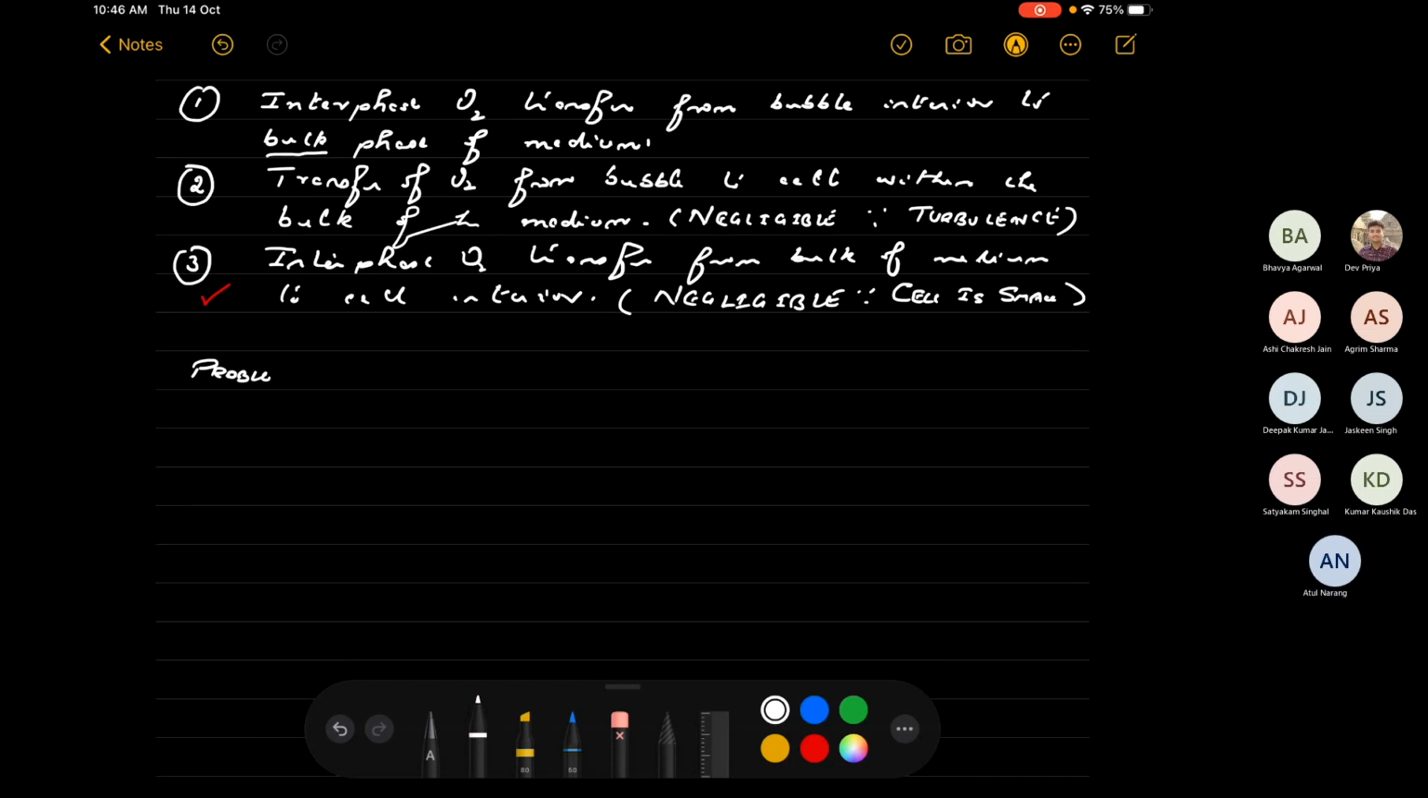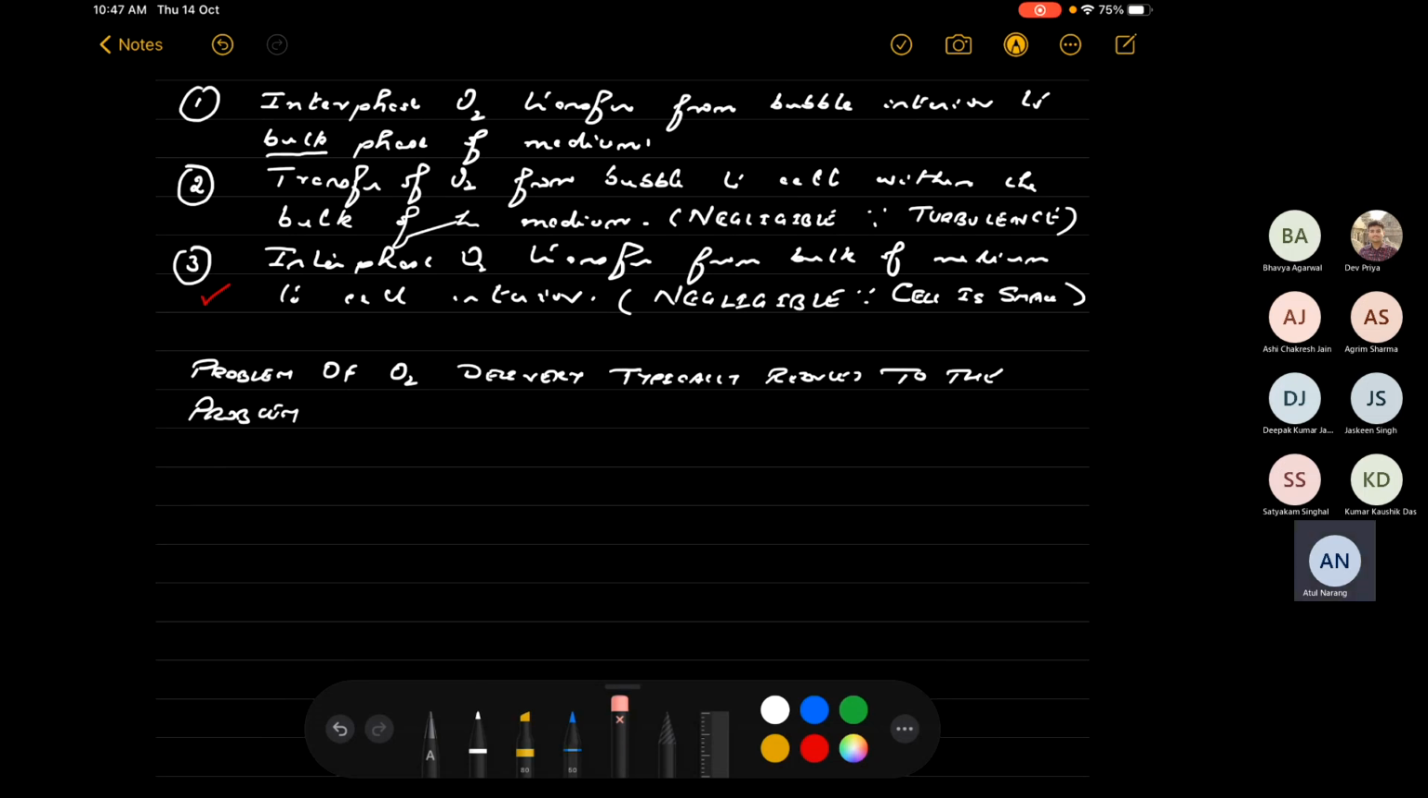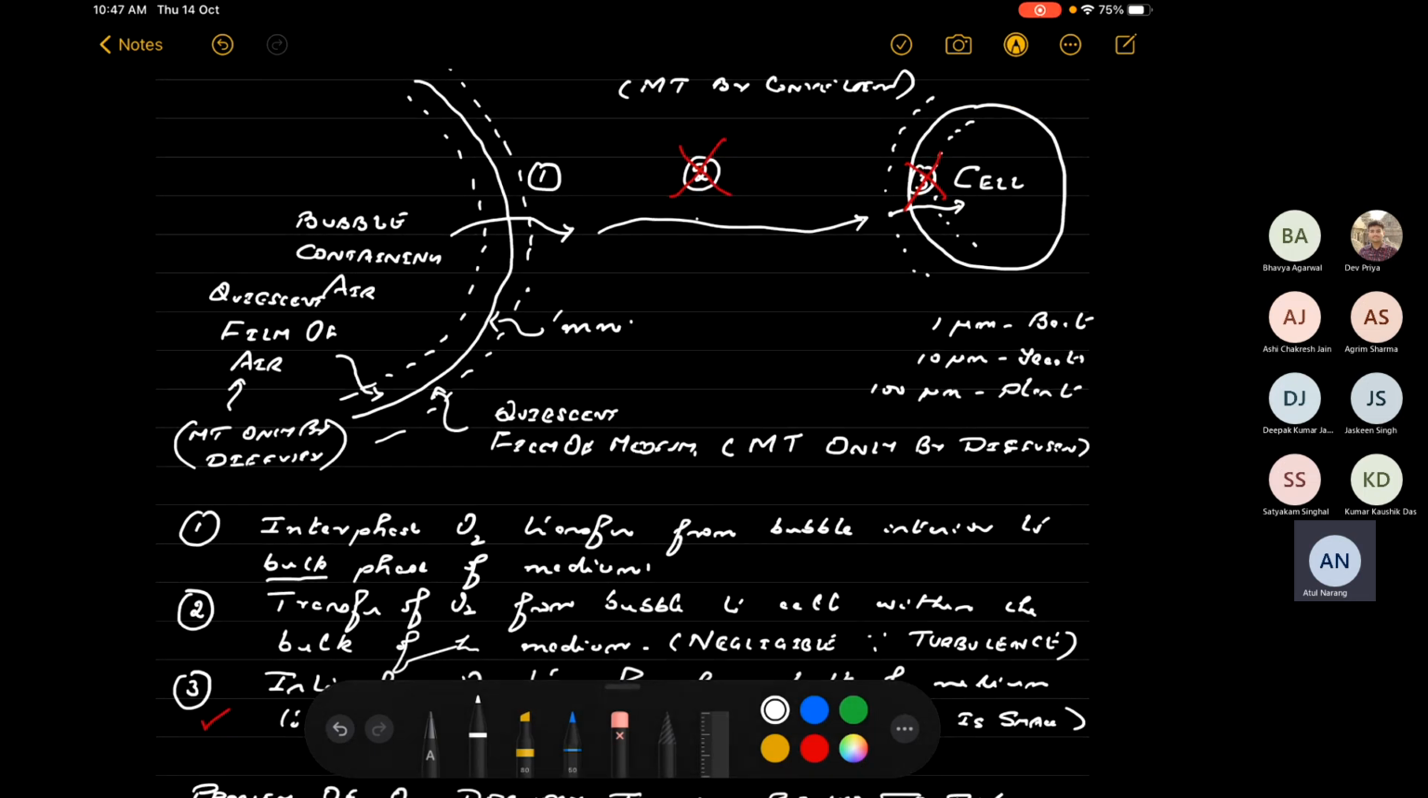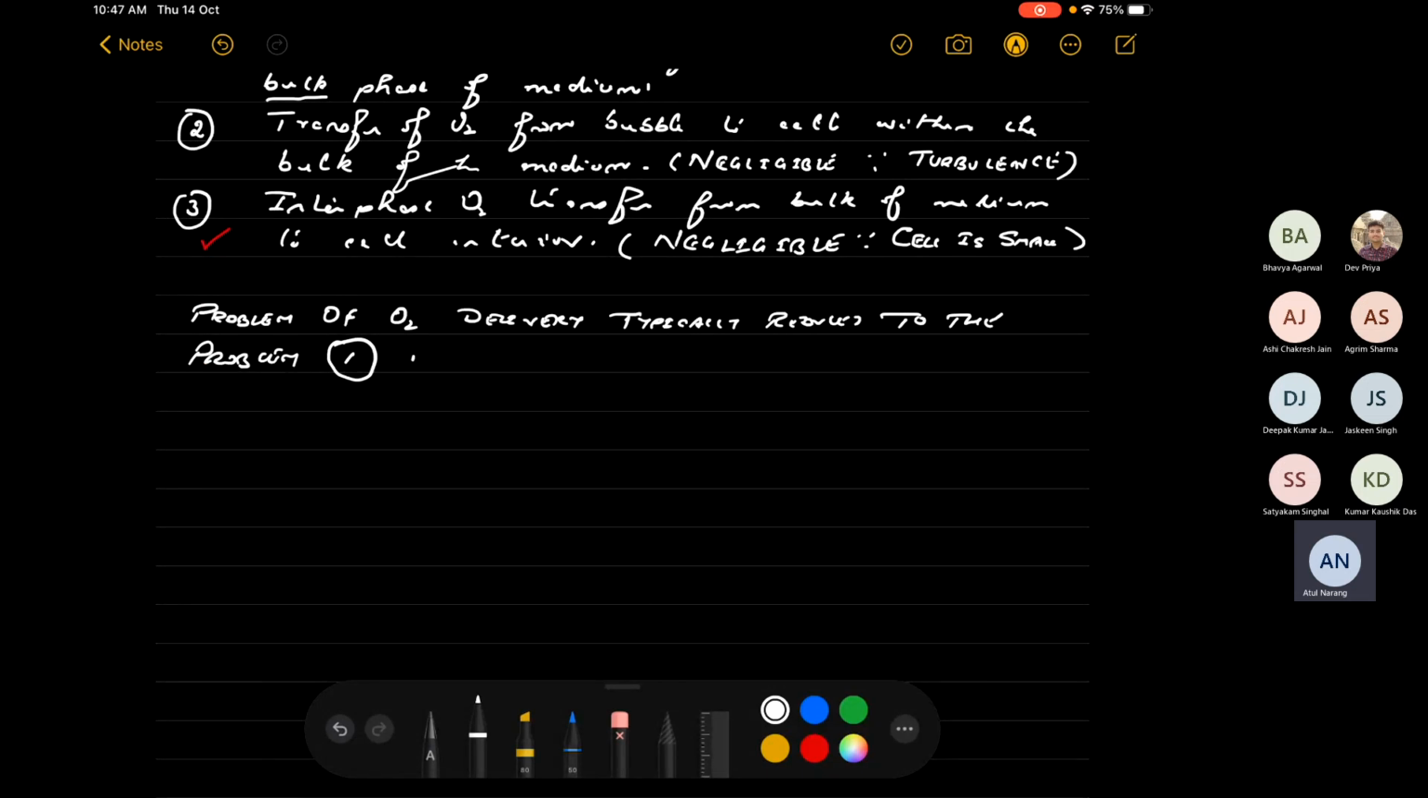the problem of oxygen delivery typically reduces to the problem of, basically, problem 1, which is interphase oxygen transfer from bubble interior to bulk phase of the medium. So, in other words, all we need is a theory for moving gas across an interface. That's all we need. Now, there are two theories that are prevalent, and I'll tell you this intuitively in a minute.